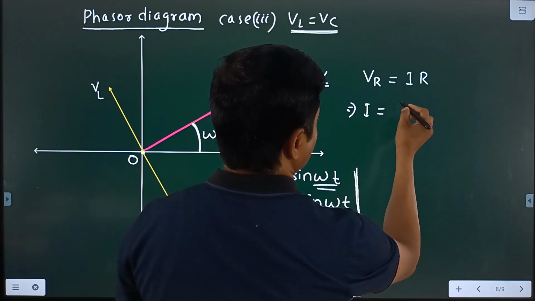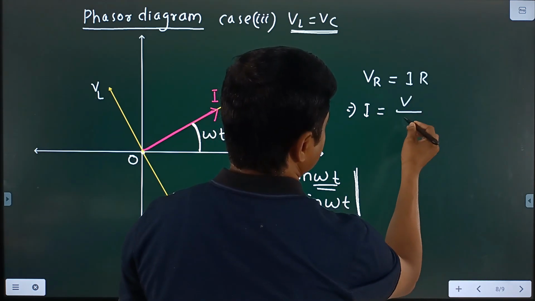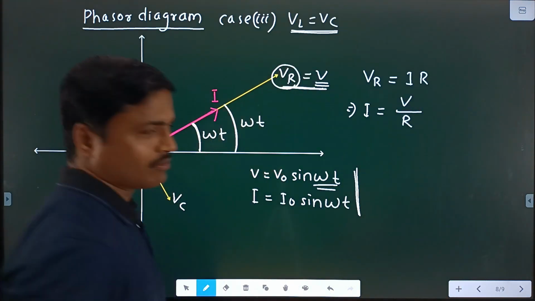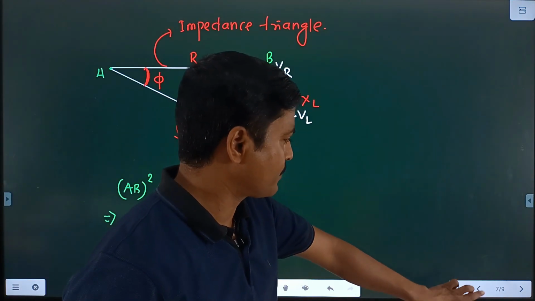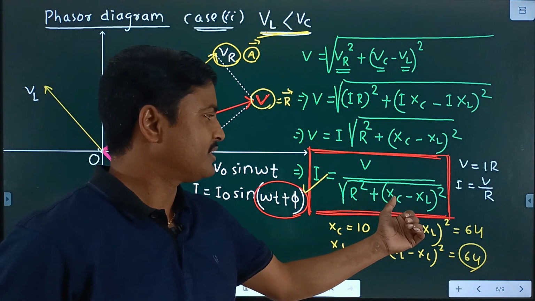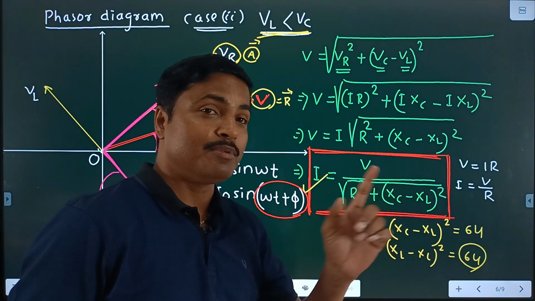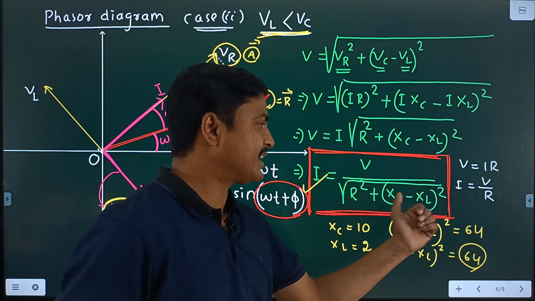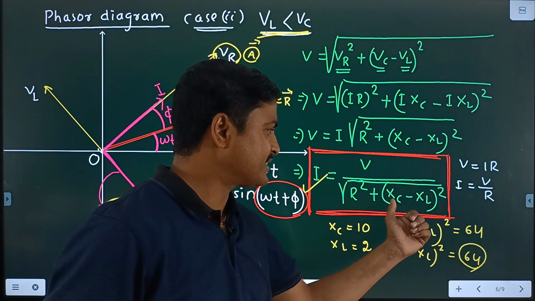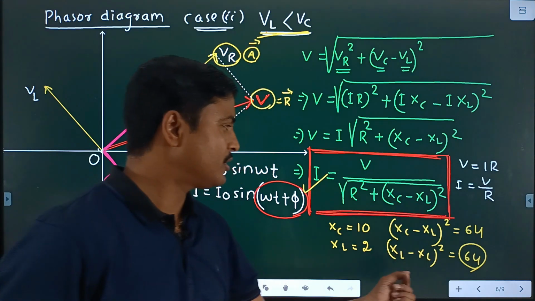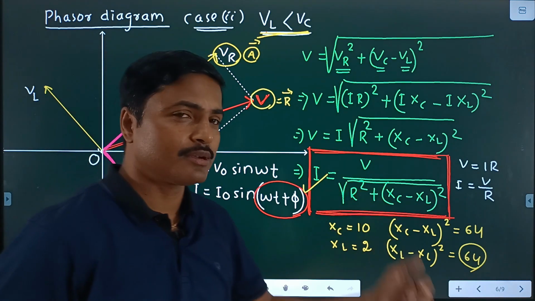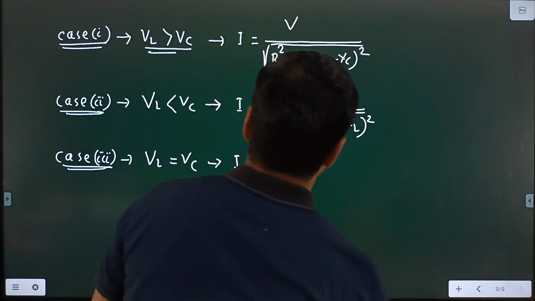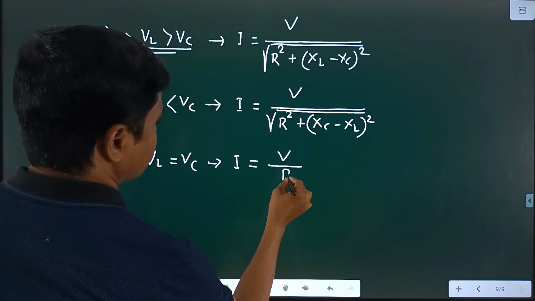That implies the expression of current is I is equal to VR divided by R, or in place of VR we write V, because both are the same. Or from this expression also, if VC is equal to VL, then automatically XC is equal to XL. So this term is equal to 0. Only R square remains, and the root of R square is R. So I is equal to V by R.